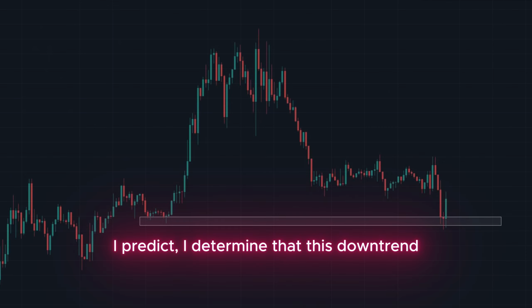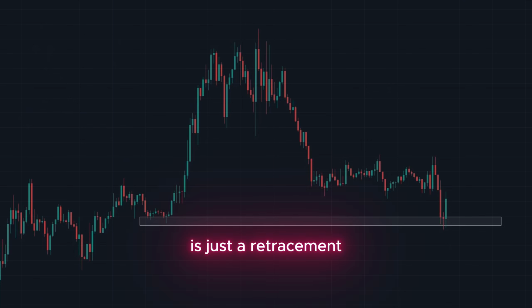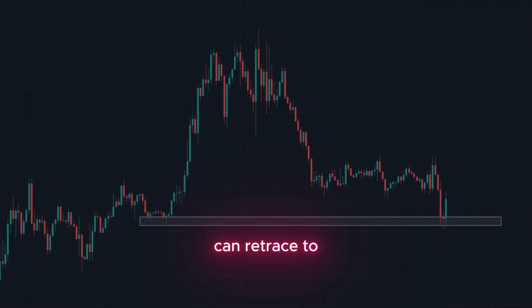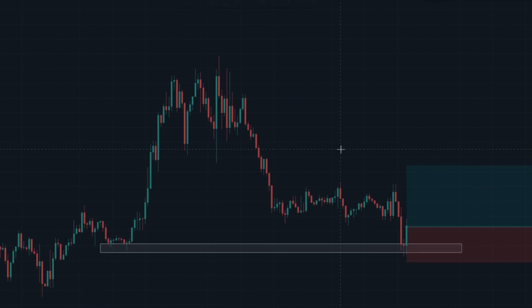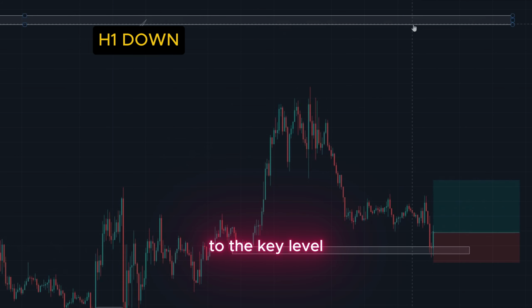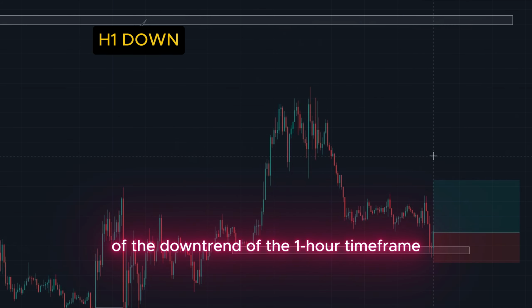I determine that this downtrend is just a retracement, and the price has reached the key level, the final point where the retracement can retrace to. That's why I entered a buy trade, in this case. Target to the key level of the downtrend of the 1-hour time frame.